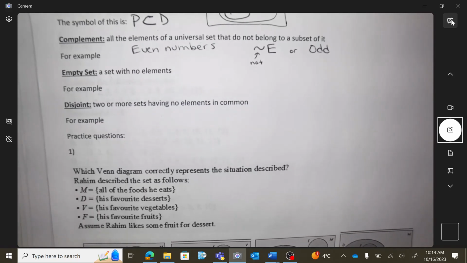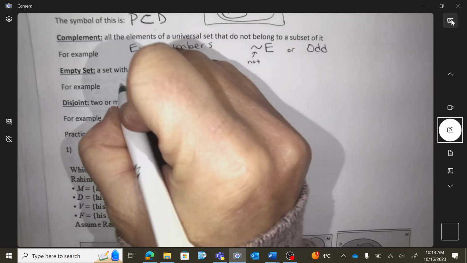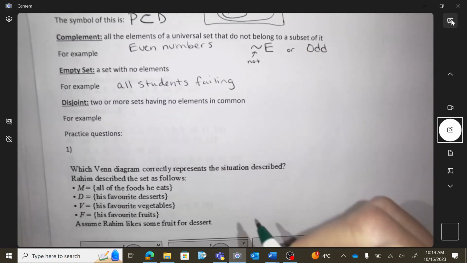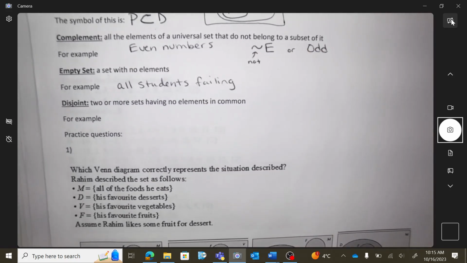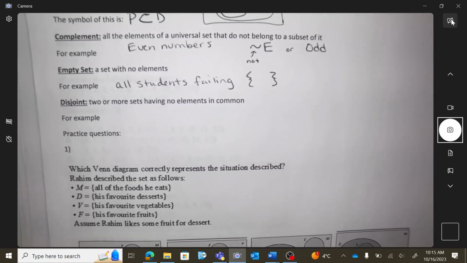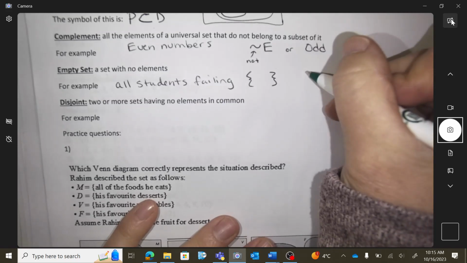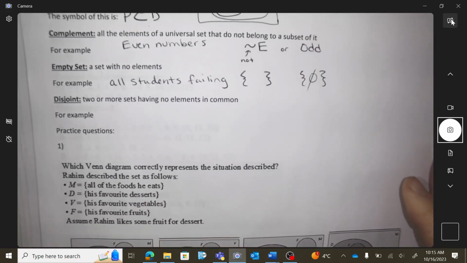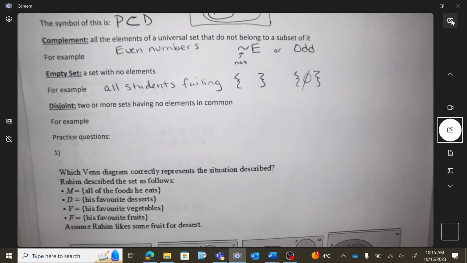An empty set is a set with no elements. For example, all students in this class who are failing the class. I'm about to list you, but it is empty. I'm not going to put anybody in there. Some people just leave it like that, and I've also seen something like this, which means there's just nothing in there.